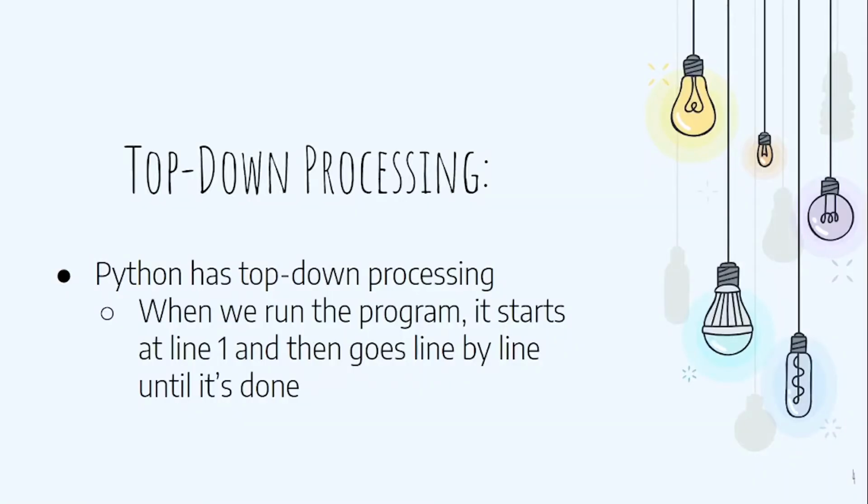Next, we will be talking about top-down processing. Now that we know our goal in programming, let's get a little more technical with how programming works. Python has top-down processing. This means that when we run the program, it starts at line 1 and then goes line by line until it's done. Let's run through an example project to show how this works.